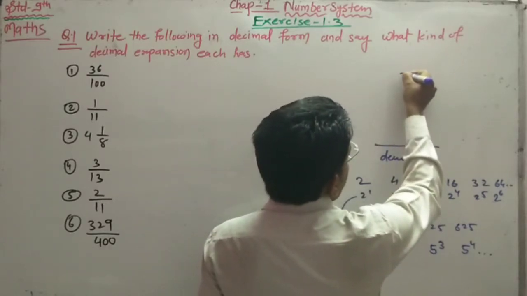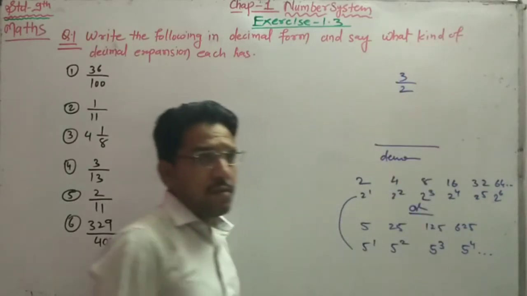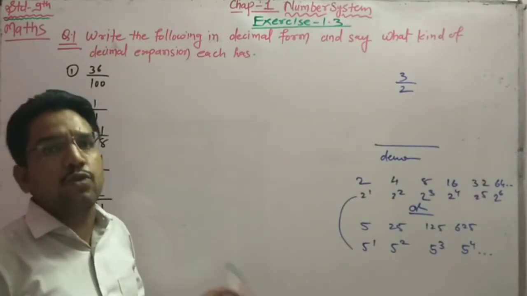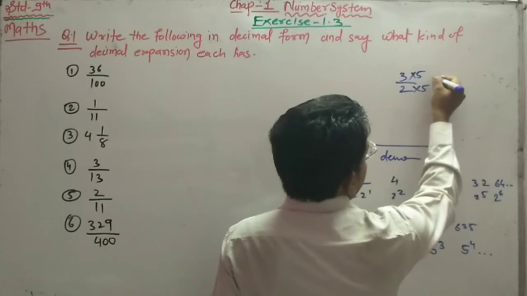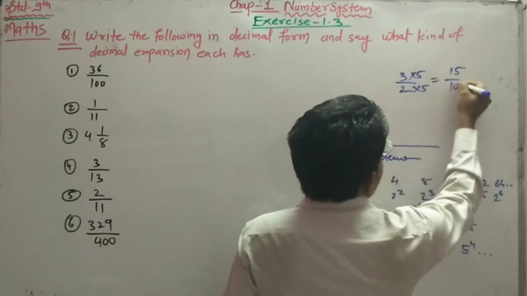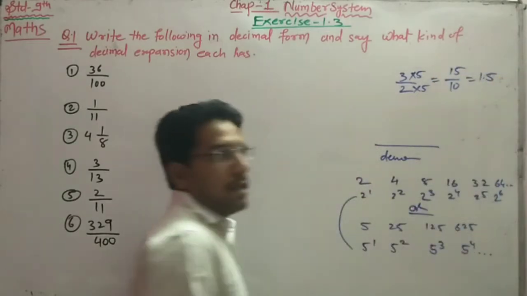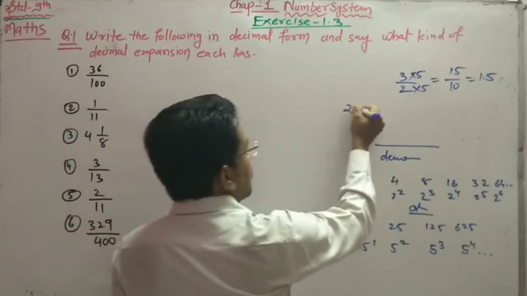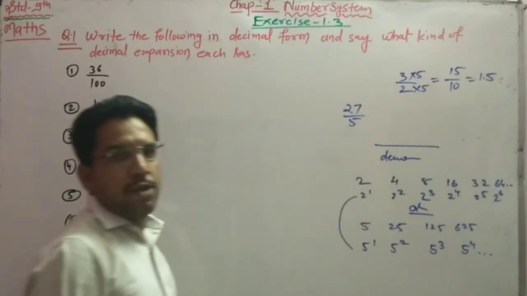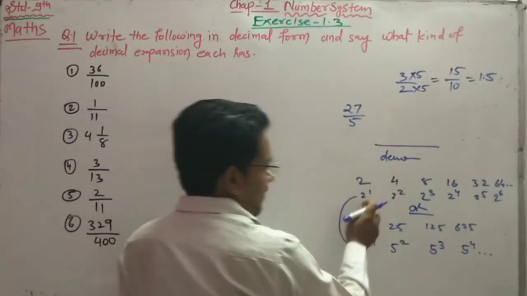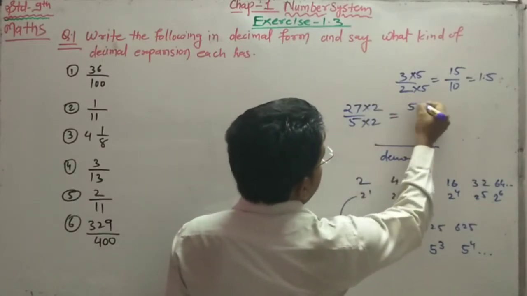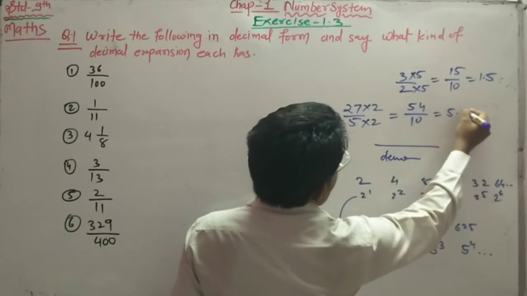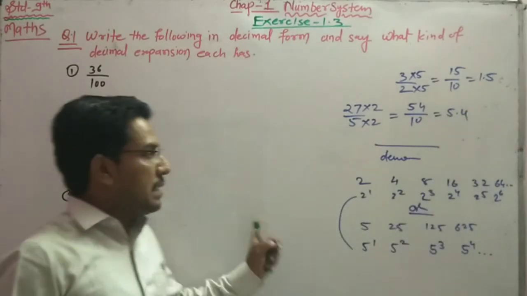Suppose I have 3 upon 2, and I just want to convert it into the decimal expansion. So what will I do? I will multiply by 5 on top and also at the bottom, so 15 upon 10 will be 1.5. Suppose I have 27 upon 5. So what I will do, 5 is given, so multiply by 2, so this is 54 upon 10, that is 5.4. So this is the way.